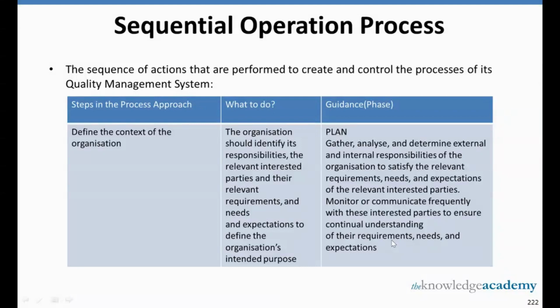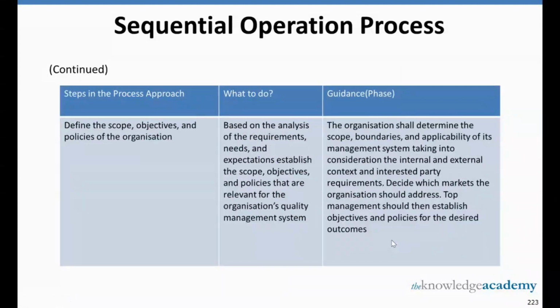And we also monitor or communicate frequently with these interested parties to ensure continual understanding of their requirements, needs, and expectations. Then we define the scope, objectives, and policies of the organization. So, what to do in this? Based on the analysis of the requirements, needs, and expectations, establish the scope, objectives, and policies that are relevant for the organization's quality management system.